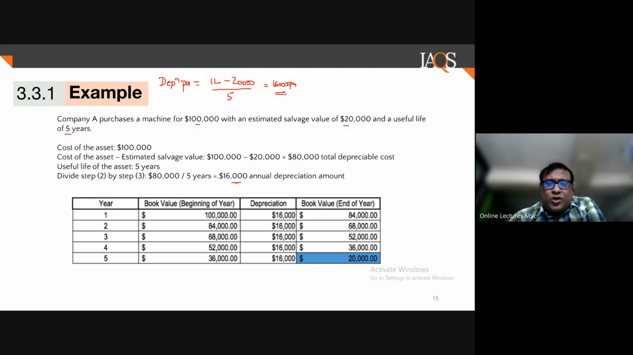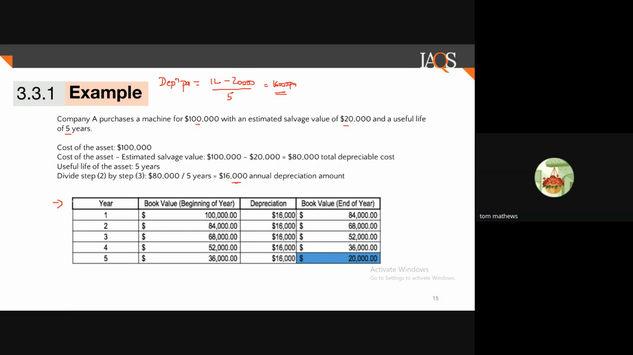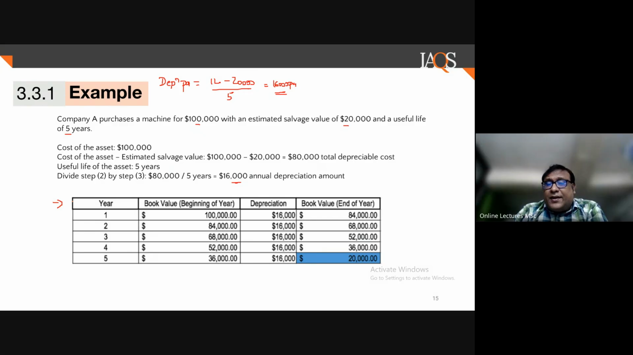Okay, Tom, this is the schedule. Just check. Can you prepare the schedule? Yeah. 1 lakh minus 84,000 minus 16,000, all 84, here 16. At times you have to be very careful about the dates.